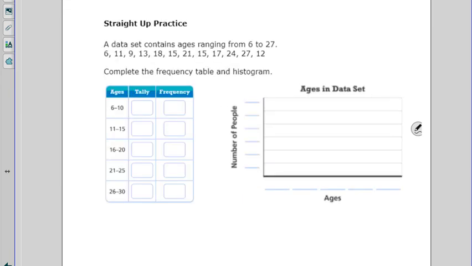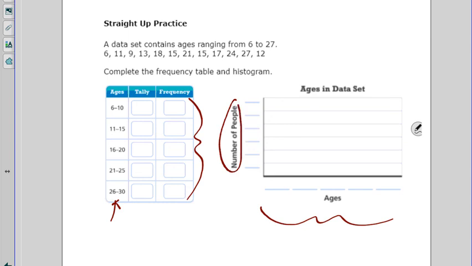And here's some straight up practice. We have this data set, ages between 6 and 27. We have a table set up for you with ranges, it looks like 5. You need to tally all the ages to put them in their categories and come up with a frequency. They gave you the age ranges here so that you can set up the ages based on that. Then you can look at your frequency to determine what would be an appropriate scale here.